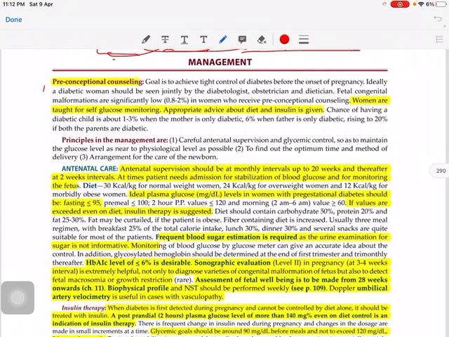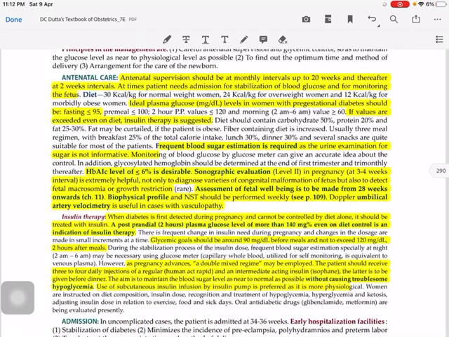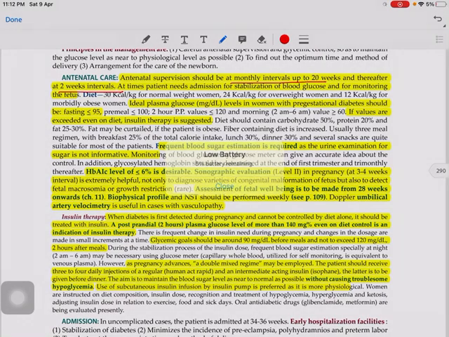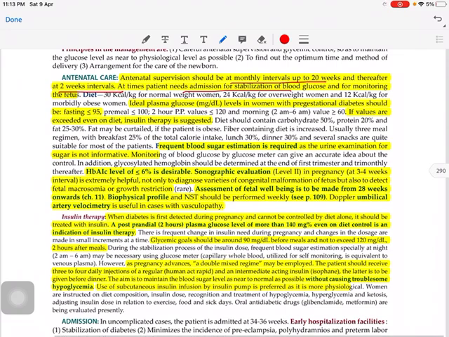Then how do we manage it? With preconception counseling. Women are taught about self-glucose monitoring, and appropriate advice about diet and insulin is given. Antenatal care should be done monthly up to 20 weeks, and afterwards it should be repeated at 2 week intervals. The patient should be admitted for the stabilization of glucose and for monitoring the fetus.